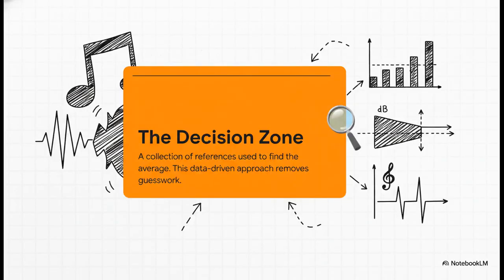And this slide right here explains the whole strategy. By collecting all these tracks, you create something the pros call the decision zone. It's not about one track anymore. It's about finding the consensus, the average. You can load all 50 of those tracks into an analyzer and find the average loudness, the average stereo width, the average bass level for your genre. This isn't guesswork anymore. This is data, and it guides your mix choices with real, professional precision.